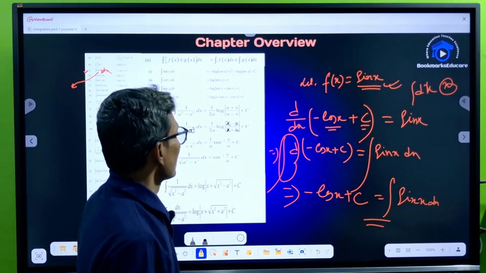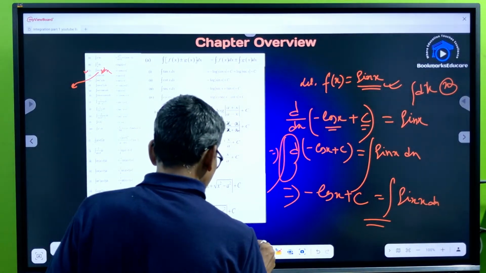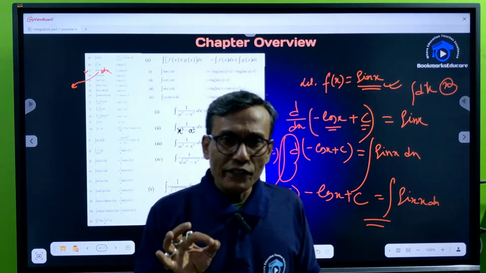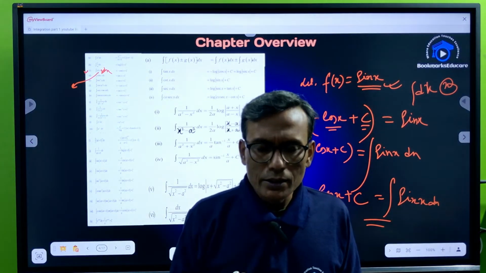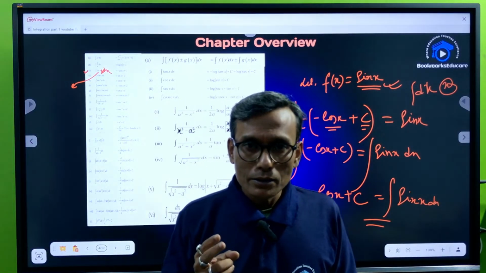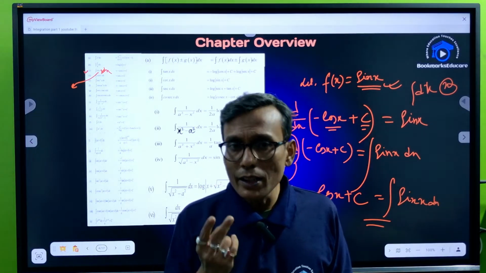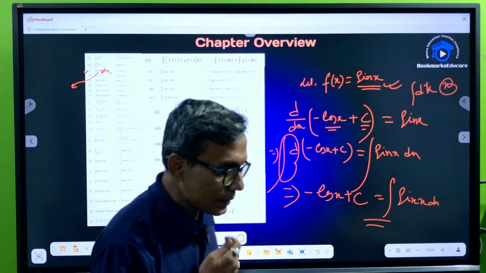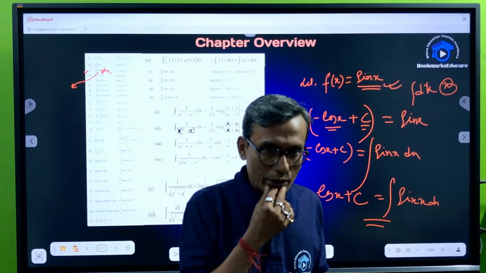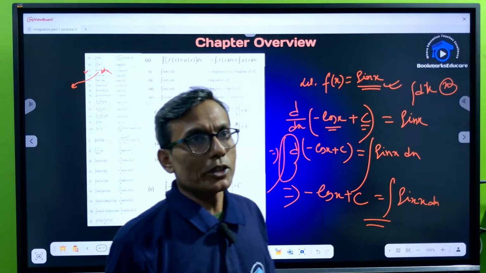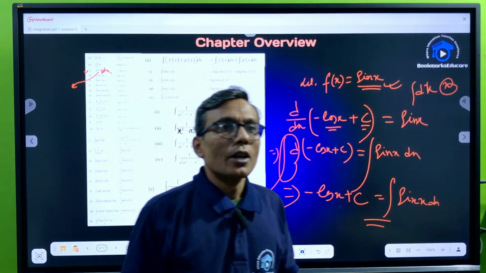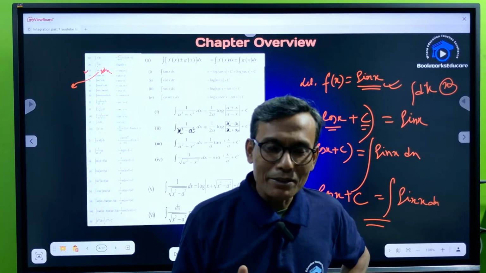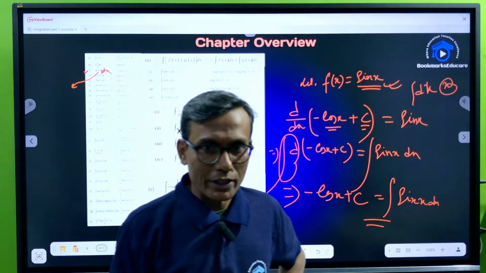Okay. Now in indefinite integration, there are fundamentally two types of method. One is the method of substitution. What is the method of substitution? Indefinite integration by substitution.